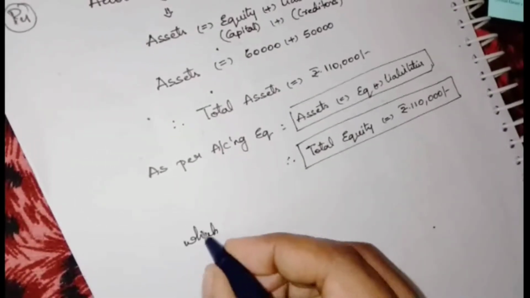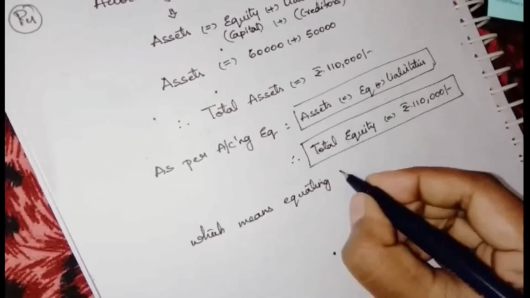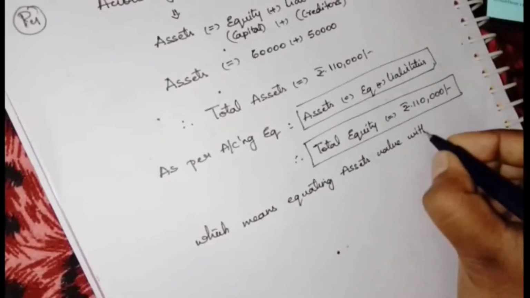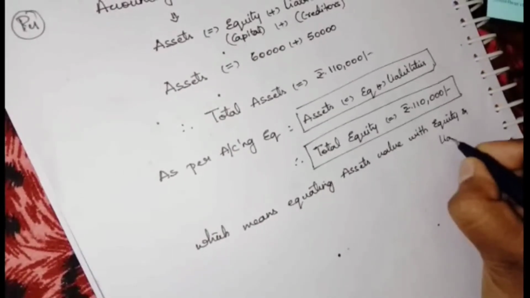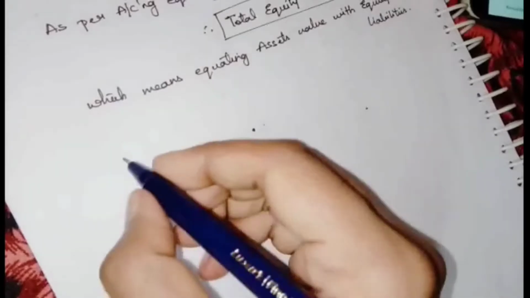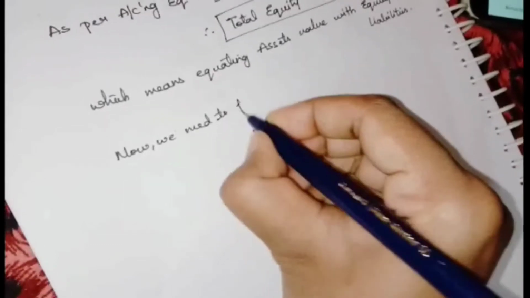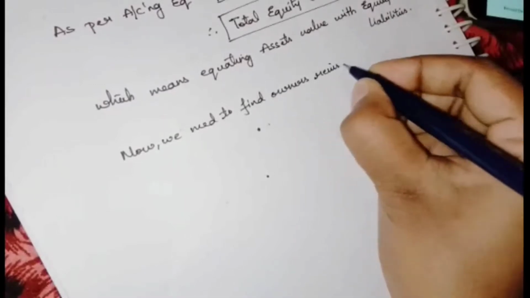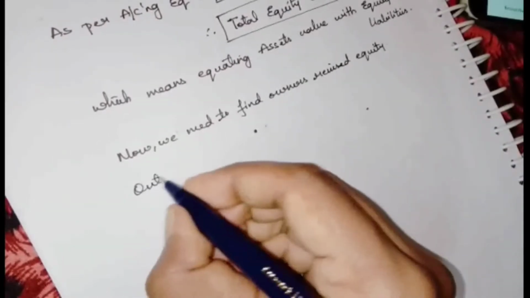So both values will be the same, which means equating assets value with equity and liabilities. I am giving the notes here for your reference. These note points are very important. While solving the question you can also mention them in your answer as a point, from the point of presentation. Now we need to find the owner's revised equity. As given in the question, they asked us to find the revised amount of owner's equity out of the total equity above.